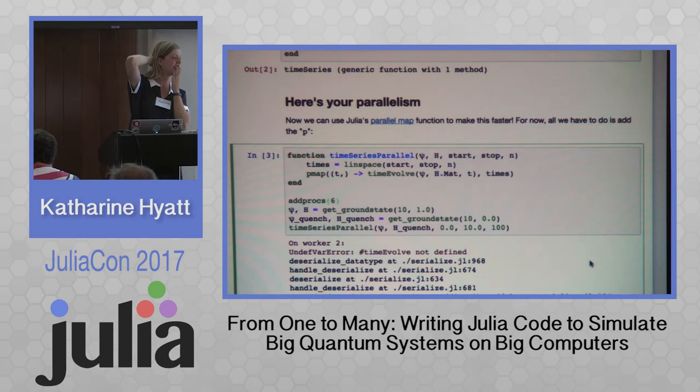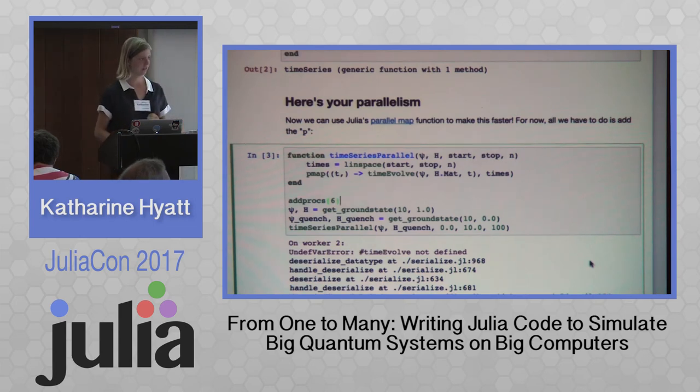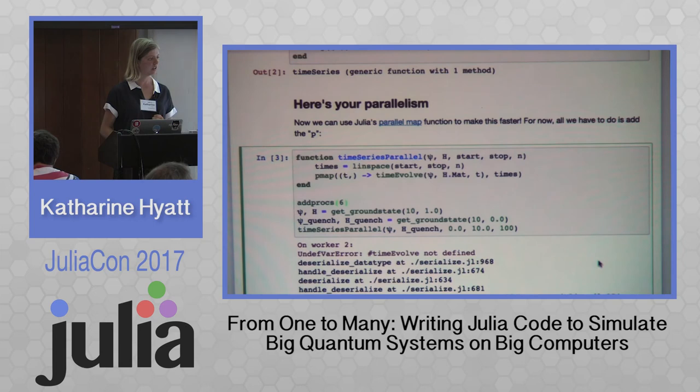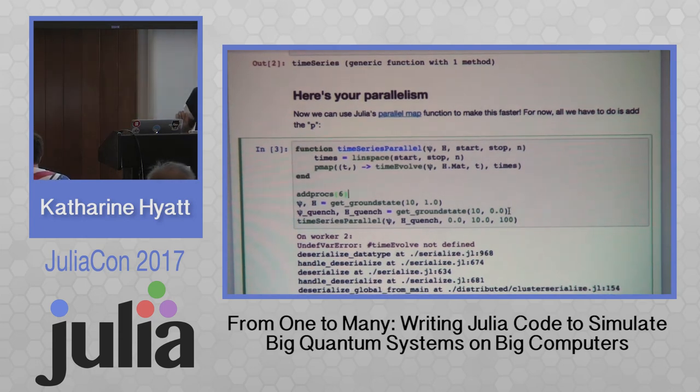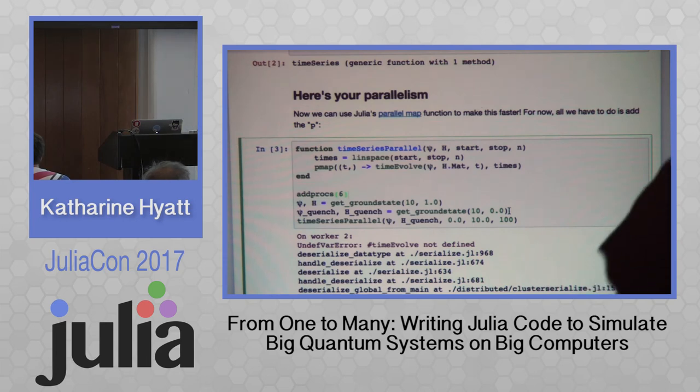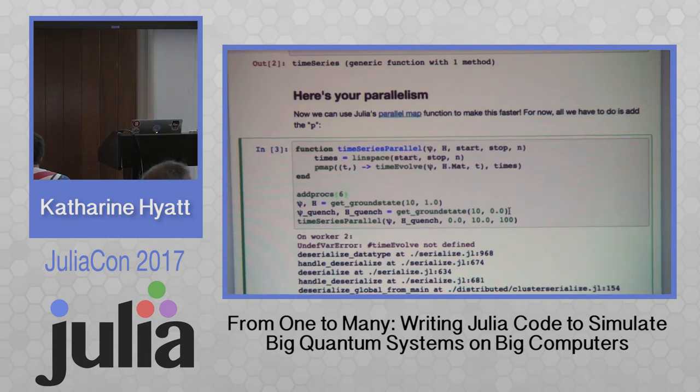Sorry, there was a question. Yeah, I downloaded the timeevolve.jl in Julia 0.6 and tried just running get ground state with an integer, and it said there was an error: indexing not defined for transverse field Ising. Can I come over and see what your error was? Oh, it's because it takes two arguments, also the transverse field. But there was a default.